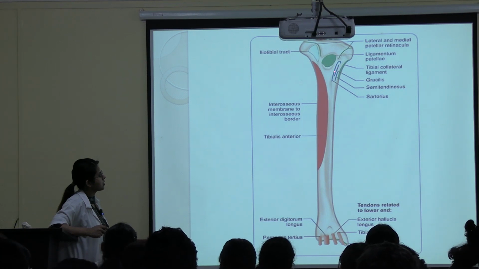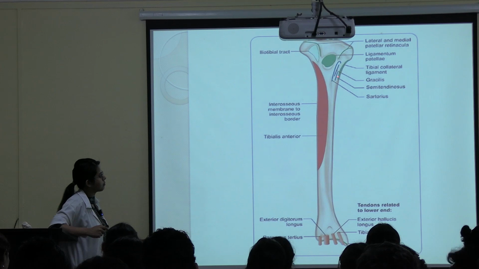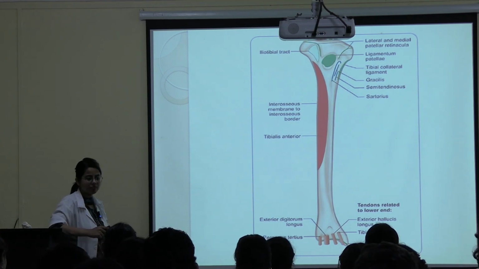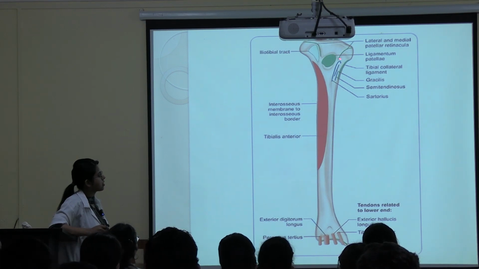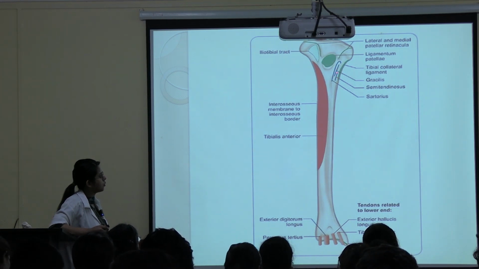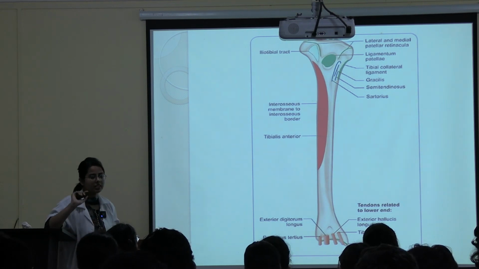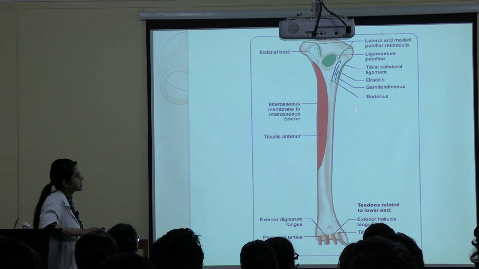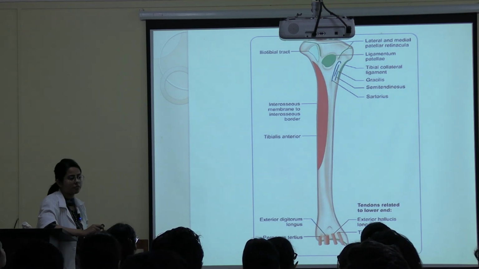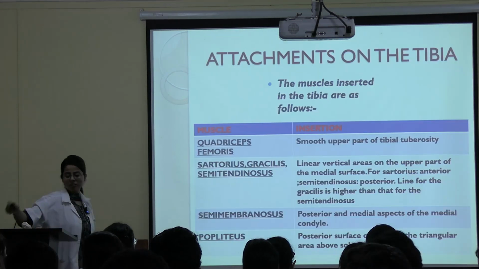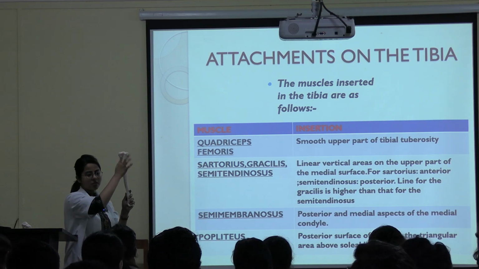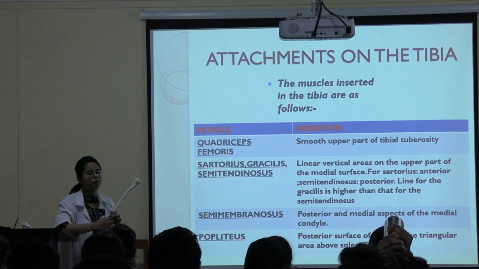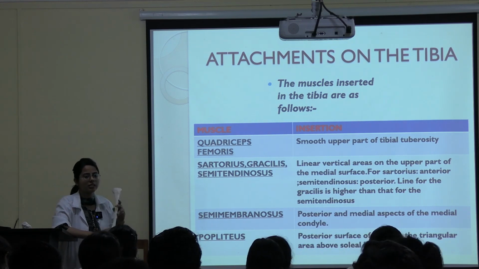So gracilis line of insertion is little higher as compared to semitendinosus. You can see in this picture. You can see these 3 linear vertical lines. This is the medial surface. First, anterior will be sartorius, posterior will be semitendinosus, and in between them will be gracilis. Just remember this. It inserts in linear vertical lines in the upper part of the medial surface of tibia. Clear? Now, as I told, soleal line divides it into 2 parts. In the upper triangular part, popliteus muscle will be there.